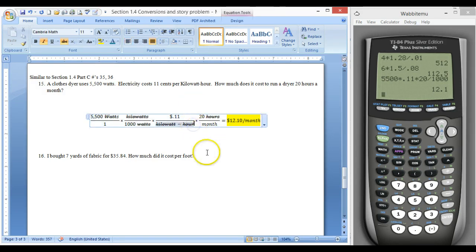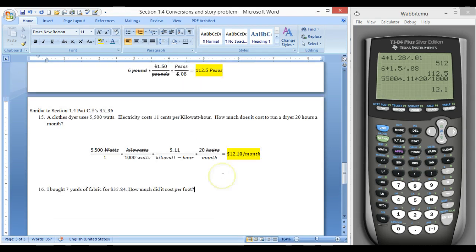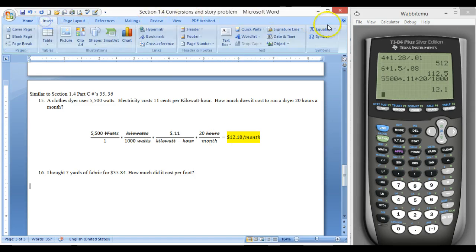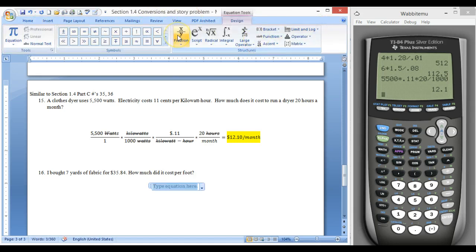All right, let's move to the next one. And the last example, similar to section 1.4, part C, number 36. I bought 7 yards of fabric for $35.84. How much does it cost per foot? Okay, so I'm going to come up here and insert an equation. And I want to know how much it costs per foot.